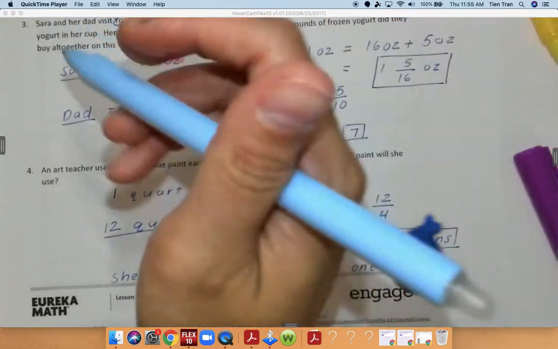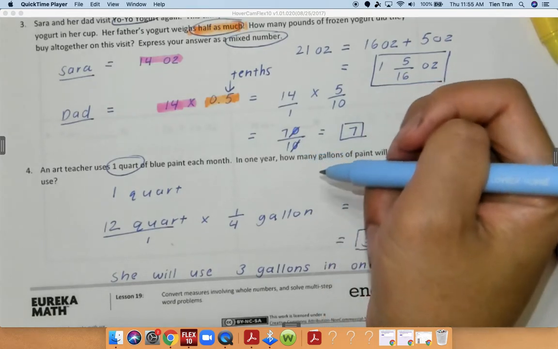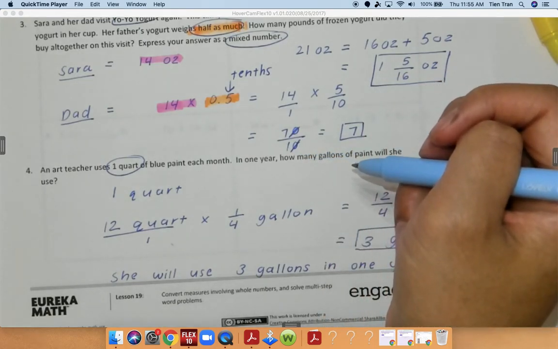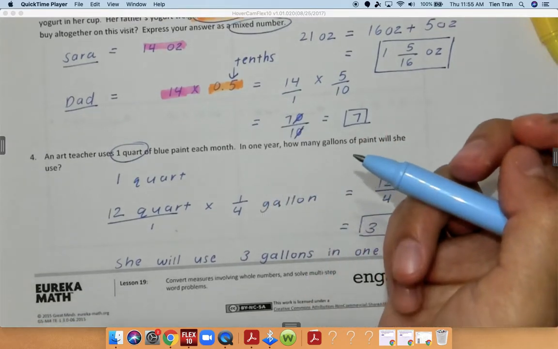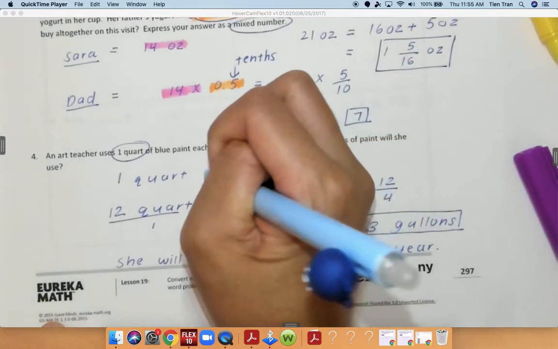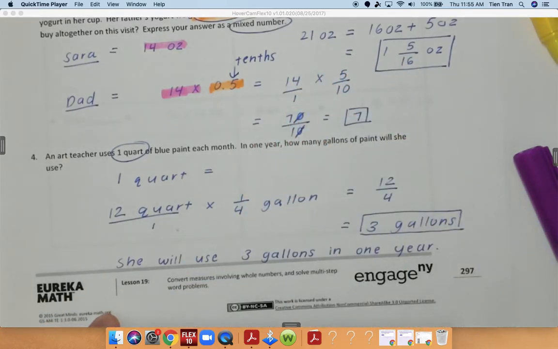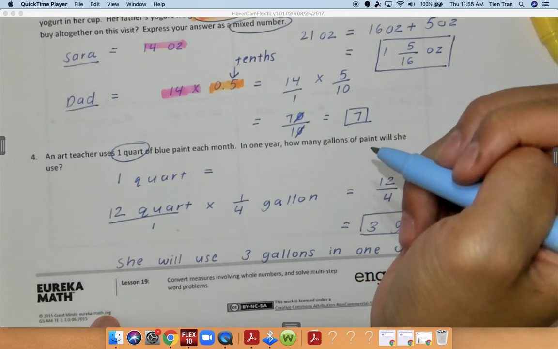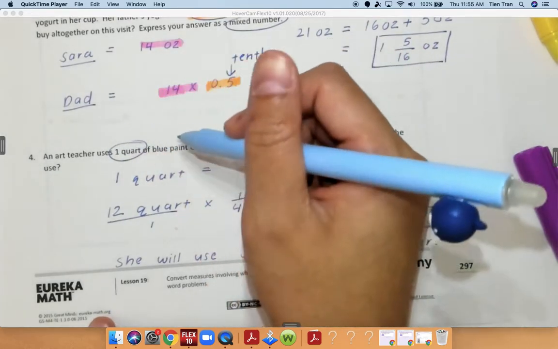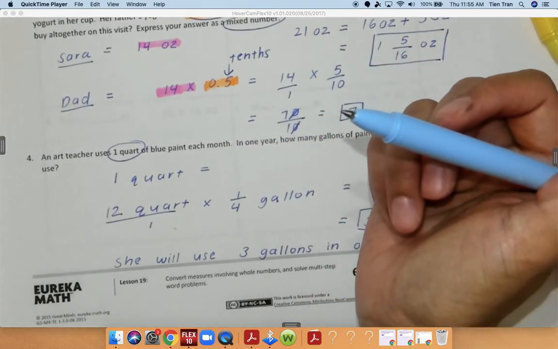Now for problem 4, it says an art teacher uses 1 quart of blue paint each month. In 1 year, how many gallons of paint will she use? So we have 1 quart, and we know that we're converting it into gallons. And if we're converting from quarts to gallons, it's going to be 4. Our teacher uses 1 quart of blue paint each month. In 1 year, how many gallons of paint would she use?